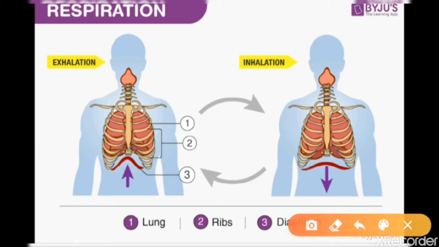See, in the exhalation part, the diaphragm is moving upside, the chest cavity is moving downside, and the lungs are just squeezed in between. That means they are compressed in between. So when they are compressed, that means it is pressurizing the gases, that means carbon dioxide, to go out.